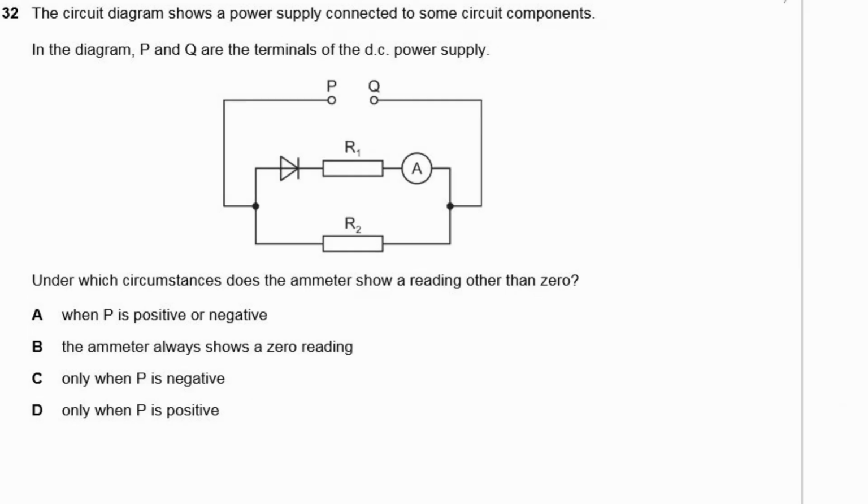Question 32. The circuit diagram shows a power supply connected to some circuit components. In the diagram, P and Q are the terminals of the DC power supply. Okay. Under which circumstances does the ammeter show a reading other than 0? Alright, well the ammeter will show a reading other than 0 when there's a current travelling through it, and that will happen when there's a current travelling in this direction. Now, when we say a current travelling in this direction, we're talking about conventional current. Why in that direction? Why not the other direction? Because it has to be in agreement with this diode here. So it has to move in the same direction as the diode will allow it to.